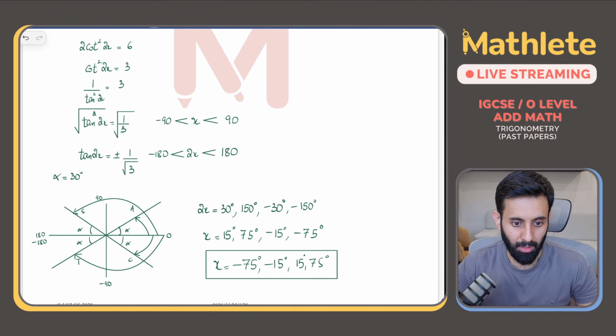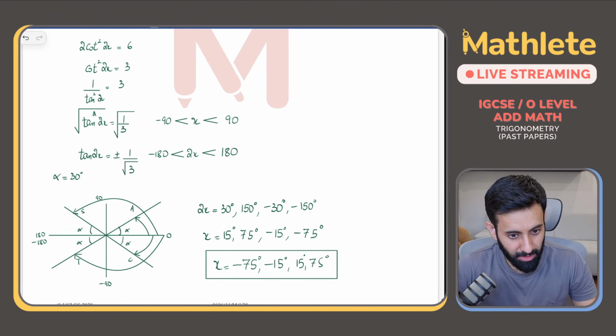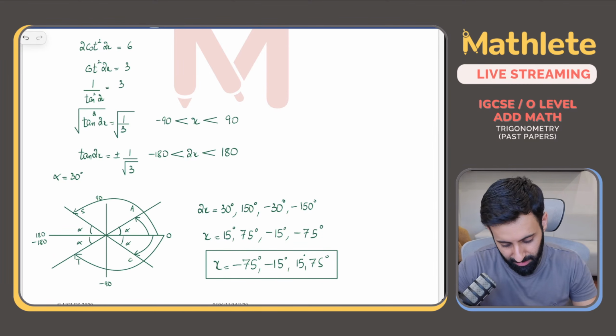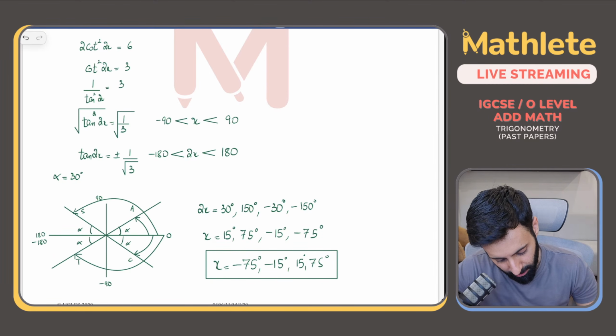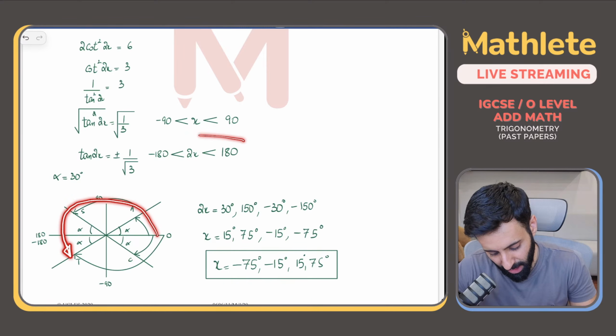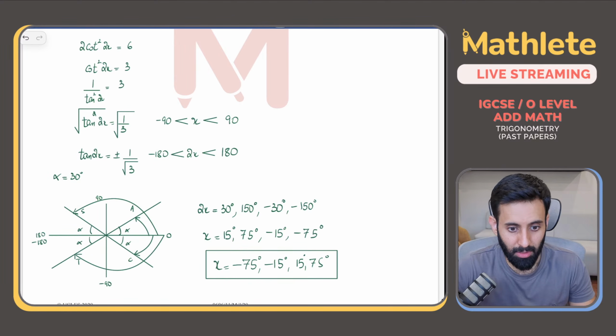Okay. Achha, so why is it 180 minus 30 and not 180 plus 30 in ASTC? It is 180 minus 30 in the second quadrant. In the third quadrant, it will be 180 plus 30, but we're not going to do that because if I do 180 plus 30, that's going to be equal to 210, which is outside the range of 2x.